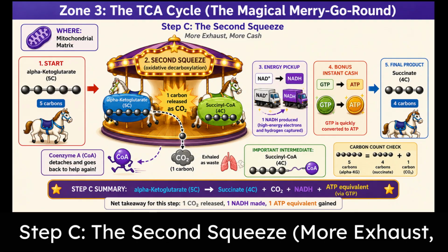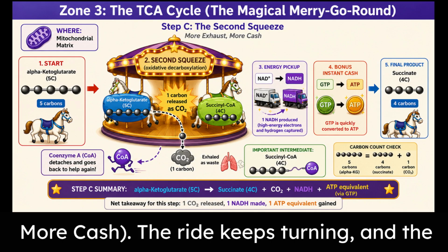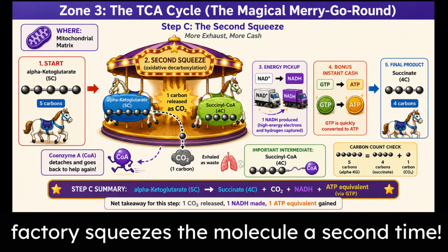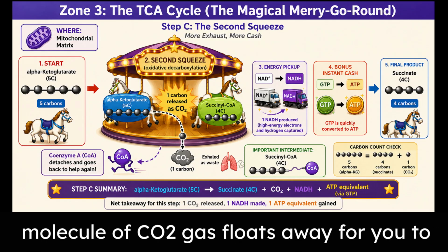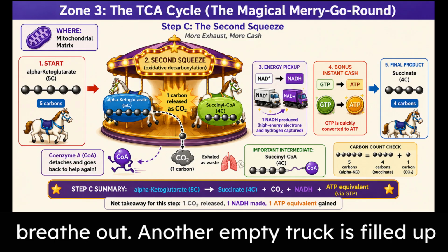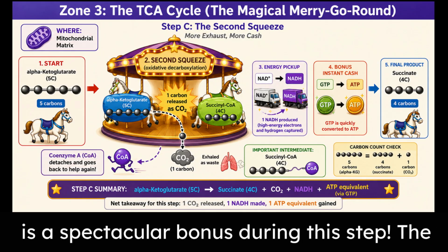Step C. The second squeeze. More exhaust, more cash. The ride keeps turning, and the factory squeezes the molecule a second time. Another carbon is chopped off. Once again, a molecule of CO2 gas floats away for you to breathe out. Another empty truck is filled up to become a loaded NADH truck. But there is a spectacular bonus during this step.